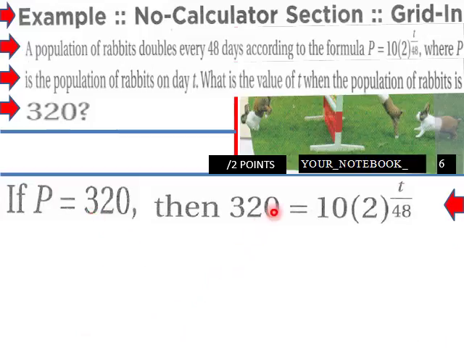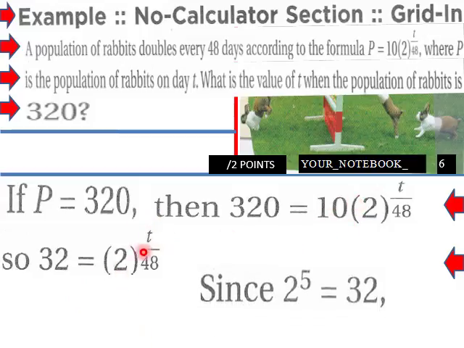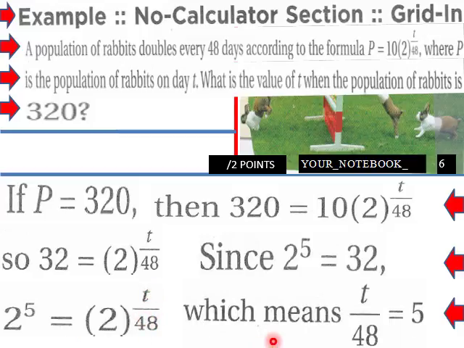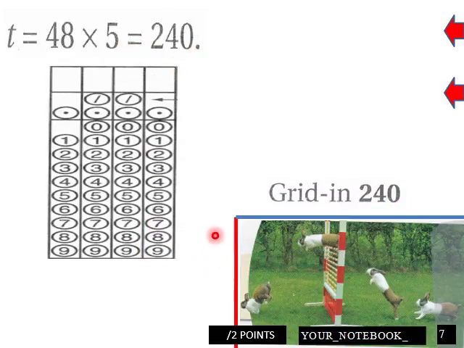So P equals 320, then 320 equals 10 times 2 to the T over 48. So 32, we divide out the 10, we have 2 to the T over 48. Since 2 to the 5th equals 32, 2 to the 5th equals 2 to the T over 48, which means T over 48 is 5. T equals 48 times 5 equals 240. So there would be your answer. 2, 4, and then 0 would be your grid in.